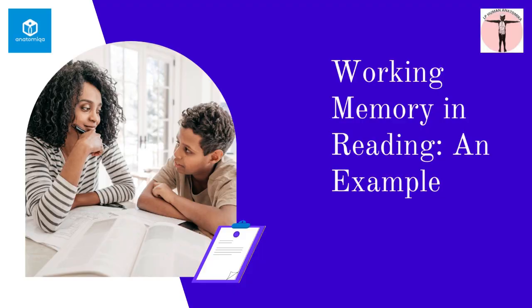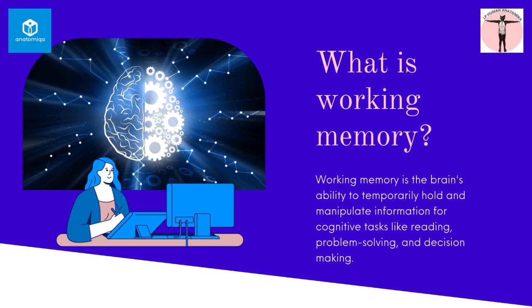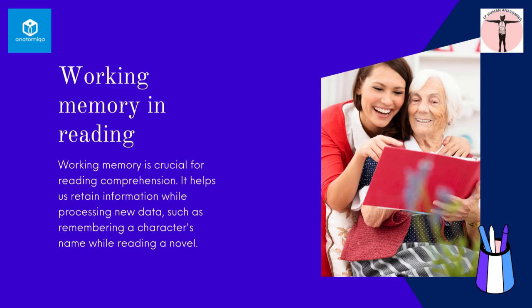Working memory in reading. An example. What is working memory? Working memory is the brain's ability to temporarily hold and manipulate information for cognitive tasks like reading, problem solving, and decision making. Working memory is crucial for reading comprehension. It helps us retain information while processing new data, such as remembering a character's name while reading a novel.